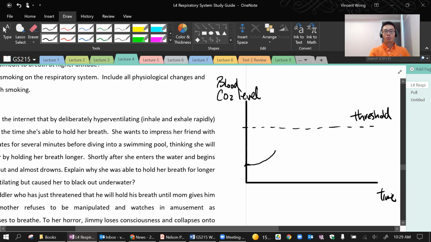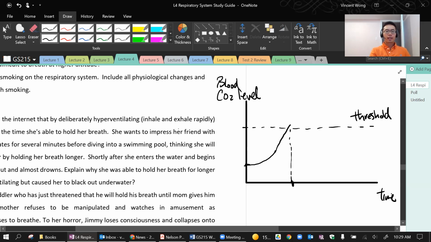So all that carbon dioxide will continue to build up in your bloodstream, okay? And you're holding your breath, and then you hit the threshold, and you will have no choice but to breathe in, okay? So this is how long you can hold your breath for normally. And you can try this.